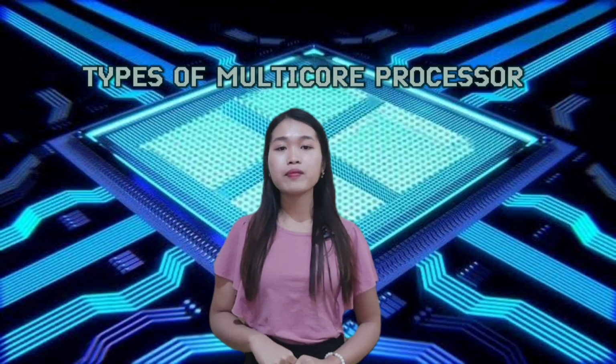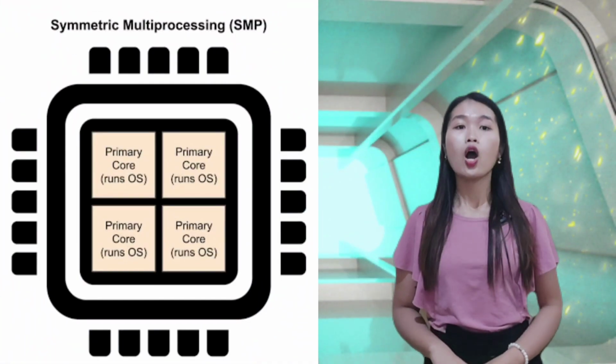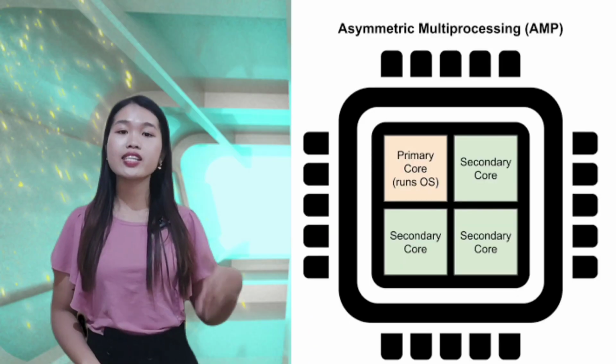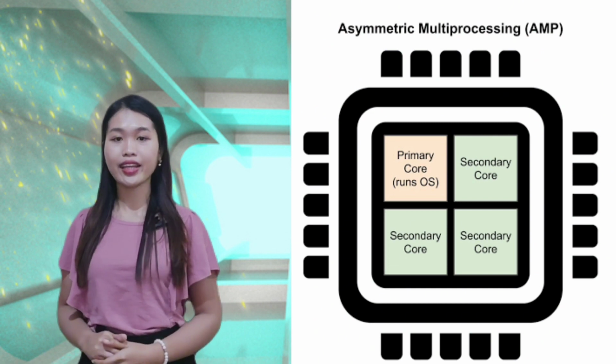So we have here the types of multi-core processors. First is symmetric multiprocessing: all cores are identical and share the same memory. Next is asymmetric multiprocessing: cores may have different capabilities and tasks.